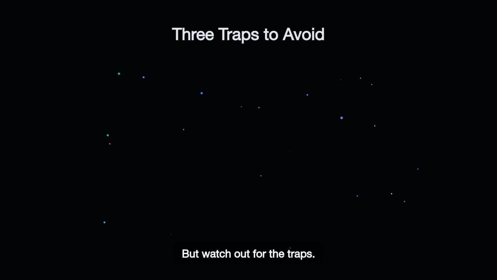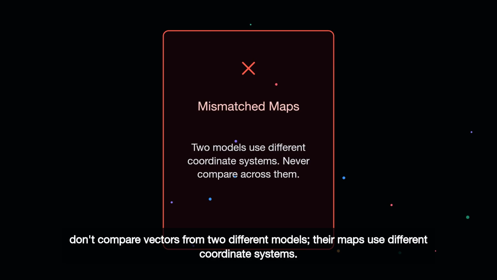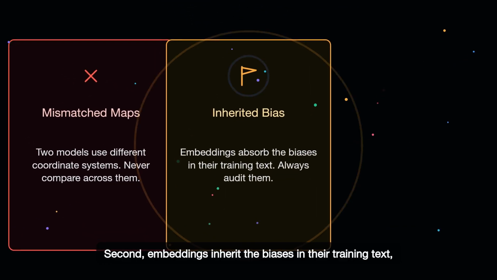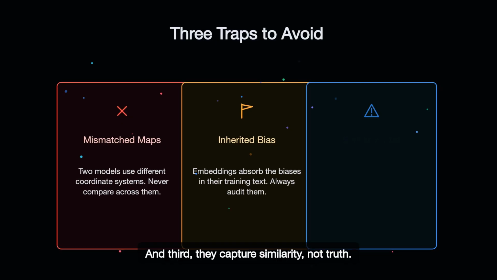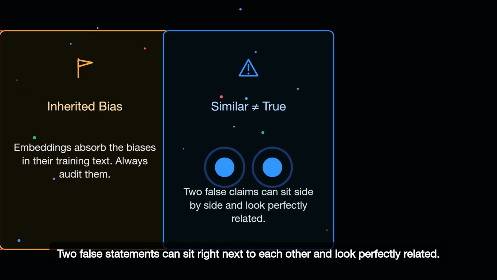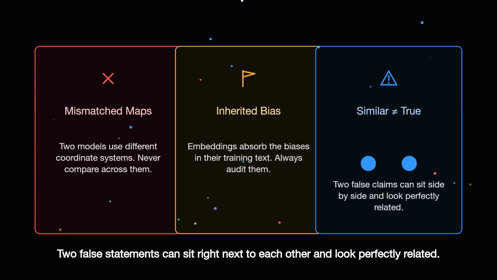But watch out for the traps. First, don't compare vectors from two different models. Their maps use different coordinate systems. Second, embeddings inherit the biases in their training text, so audit them. And third, they capture similarity, not truth. Two false statements can sit right next to each other and look perfectly related.